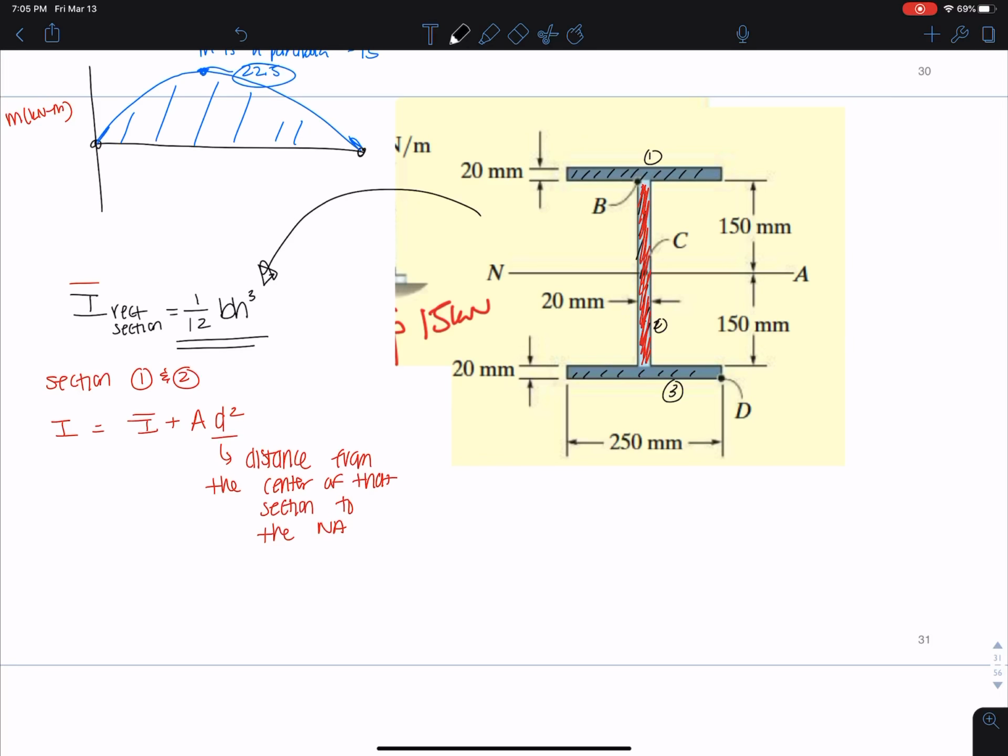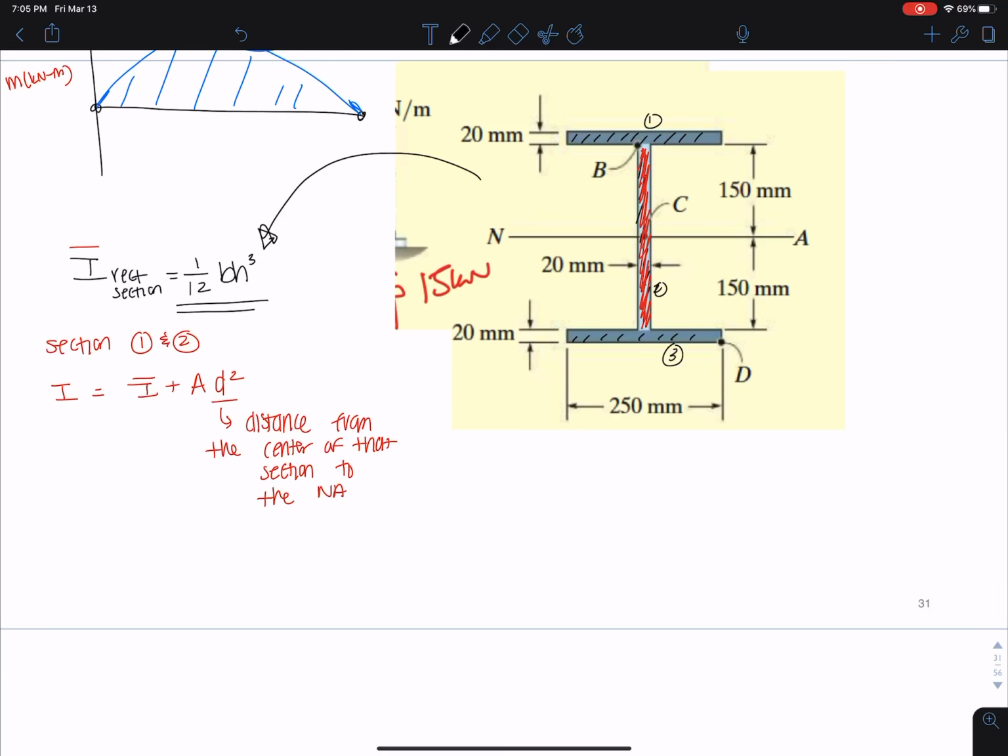By the way, this is called the parallel axis theorem. It means I want to get the moment of inertia through an axis that's parallel to my neutral axis. You can see this is parallel to this. That's why it's called the parallel axis theorem. It's a really easy way to get the moment of inertia of an object about a different point, for an object that doesn't pass through the neutral axis.